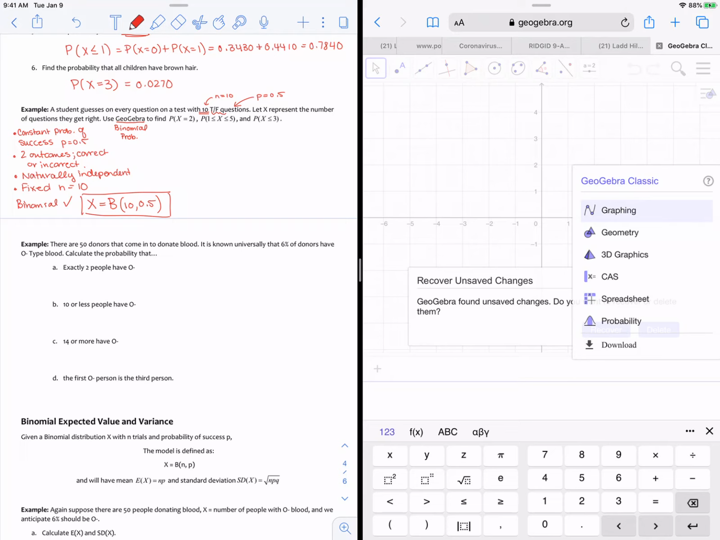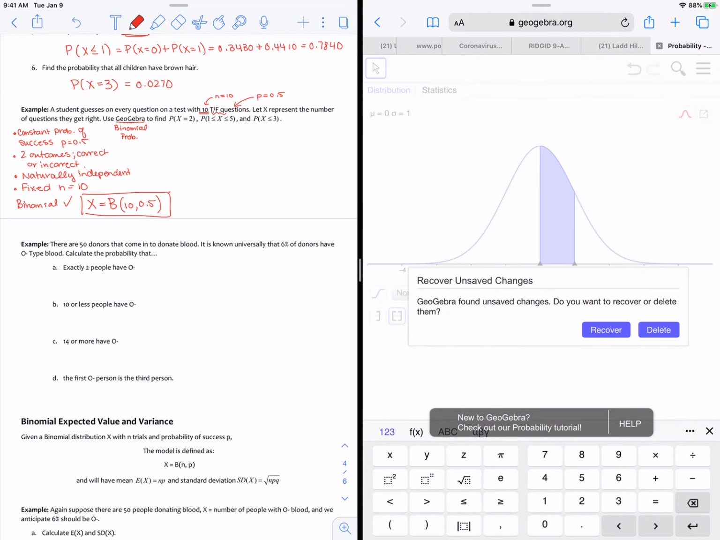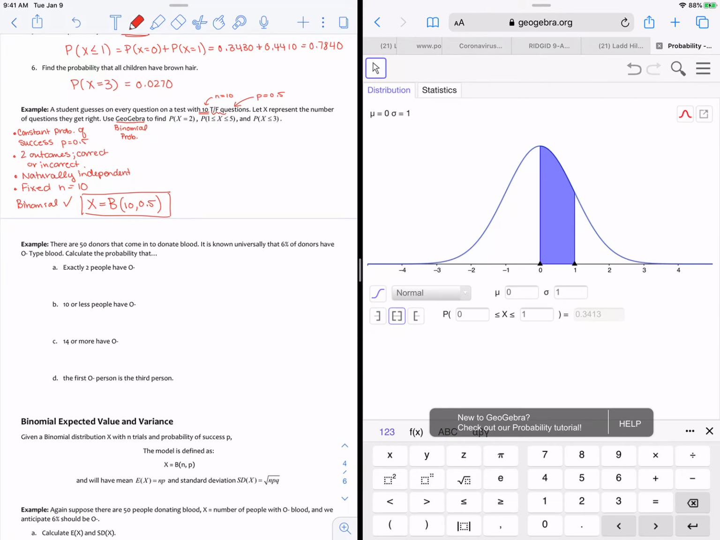All right, now unlike our last case, when we were doing descriptive statistics, we were wanting to go to the spreadsheet to enter in our data. This time though, we're going to want to go to probability. So go to the probability picture. We'll just delete that old one. Okay, and now we're going to see this picture of a distribution, all this good stuff.